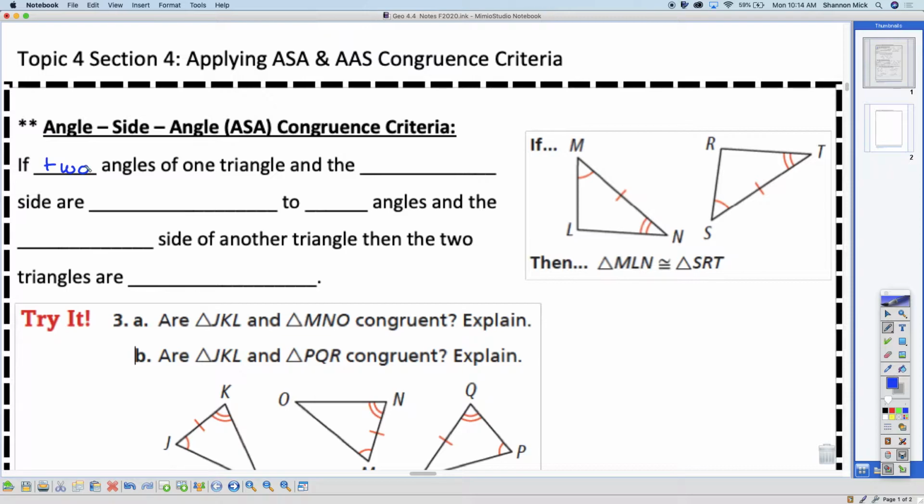With two angles on one triangle and that included. Okay, what does included mean? Together. In between. Okay, you need to know that. It's two angles and the included side are congruent to two angles and the included side of the other triangle, then the two triangles are what? Congruent.